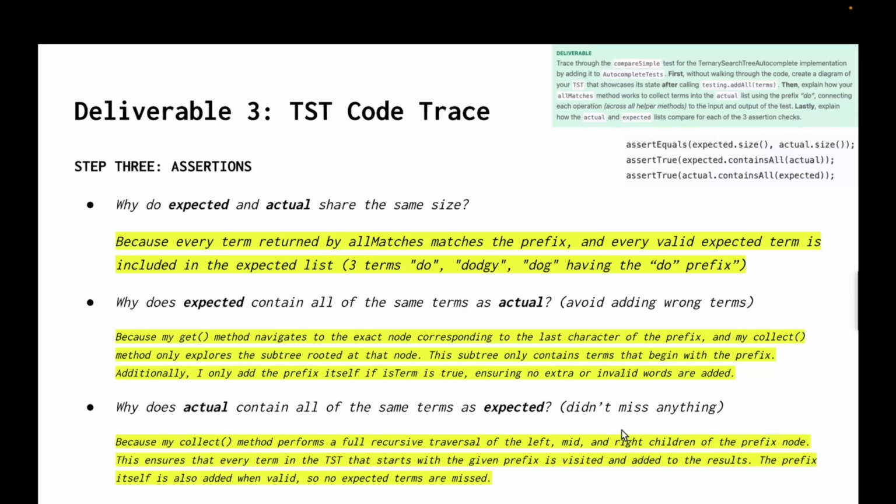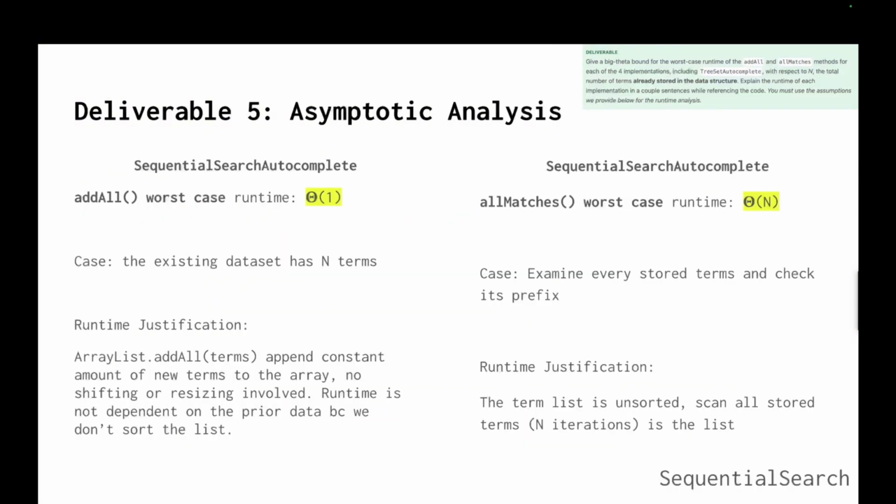Then how do we not miss anything? My collect method will perform a full recursive traversal of the left, middle, and right children of the prefix node, so that ensures that every term in the TST starting with the given prefix is visited and added to the result.